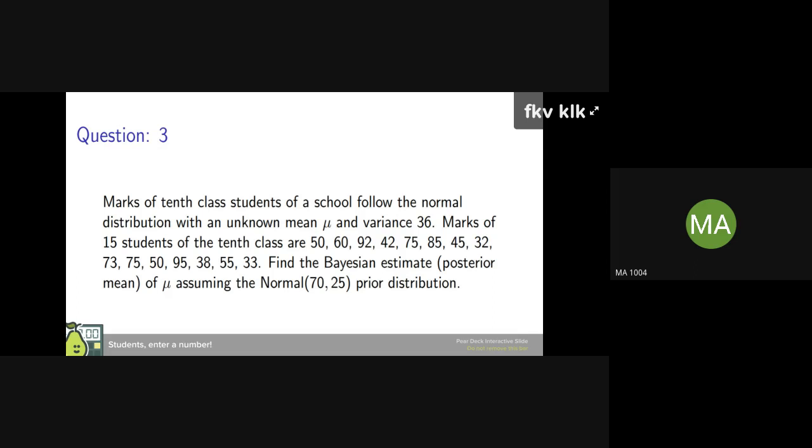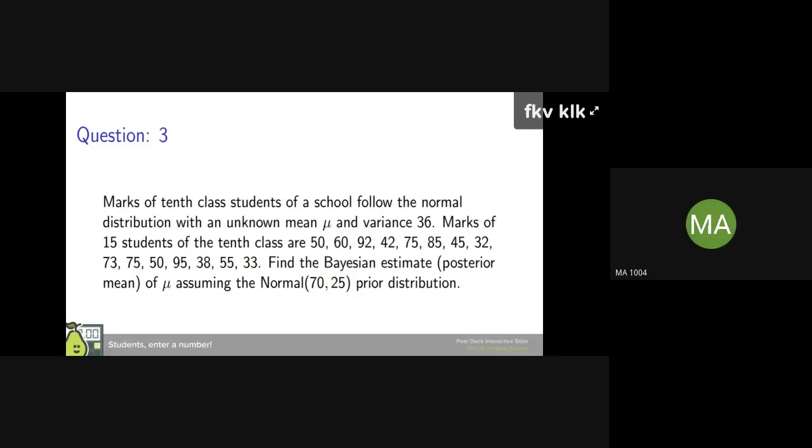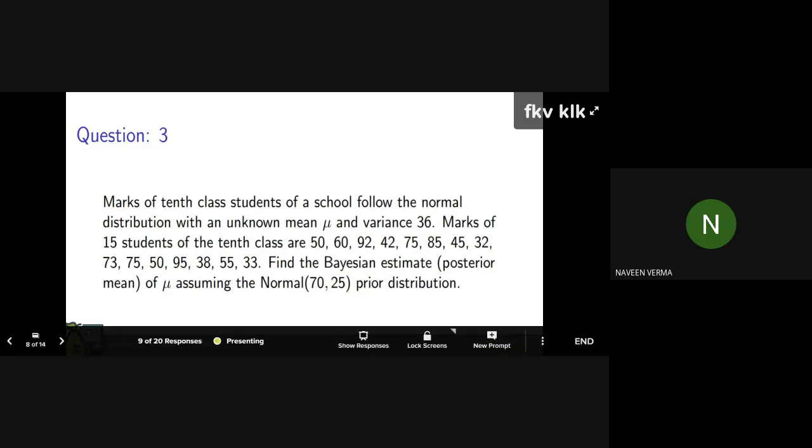Ma'am, do we need to remember this formula? No, you don't need to. This formula will be given to you in the exam. Okay, ma'am, that is easy. It's a little difficult to remember, because how many formulas can we remember? Yes, that is right.